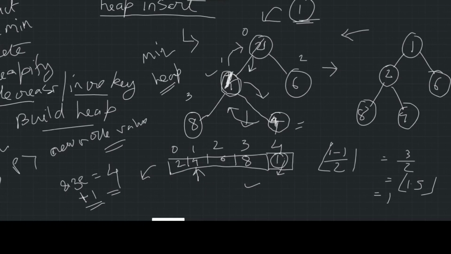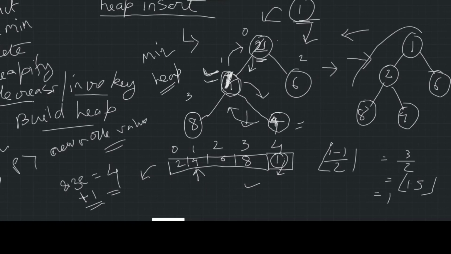Now again, if we are at this node, we need to check for its parent node. The parent node of this node is this one. So the value was 2 and over here the value is 1. Again the parent value is greater than this value, so we need to swap the values. So after swapping the values, we have inserted 1 in this heap and we got the modified heap, this one.